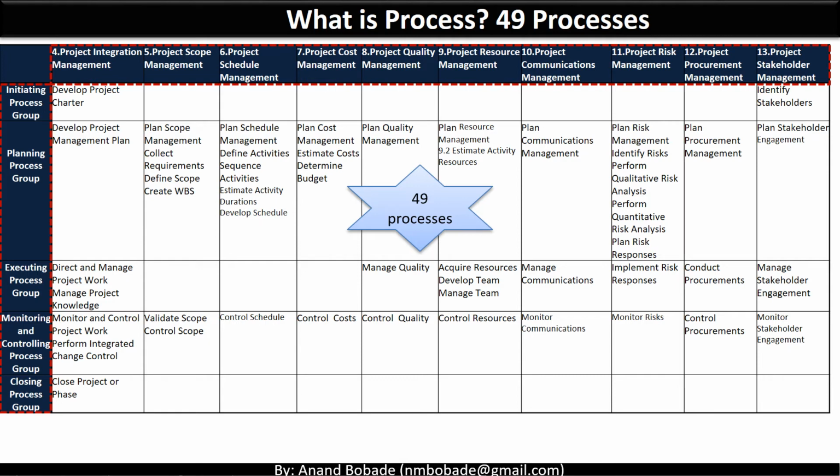Right now, don't worry about remembering these 49 processes. In PMBOK, from the fourth chapter onwards, you basically have one chapter for each knowledge area. As you go through each chapter, you will understand the respective processes under the knowledge area.